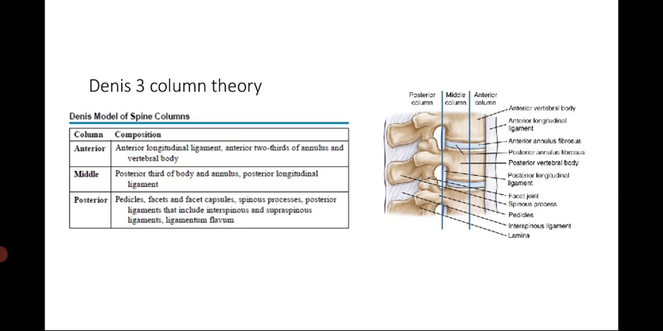The anterior column is composed of the anterior longitudinal ligament up to the anterior two-thirds of the annulus and the vertebral body. Then we have the middle column, from the posterior third of the body and annulus to the posterior longitudinal ligament. And then for the posterior column, we have the pedicles, the facets, the facet capsule, the spinous process, and the posterior ligaments that include, of course, the interspinous ligaments, supraspinous ligaments, and the yellow ligament.